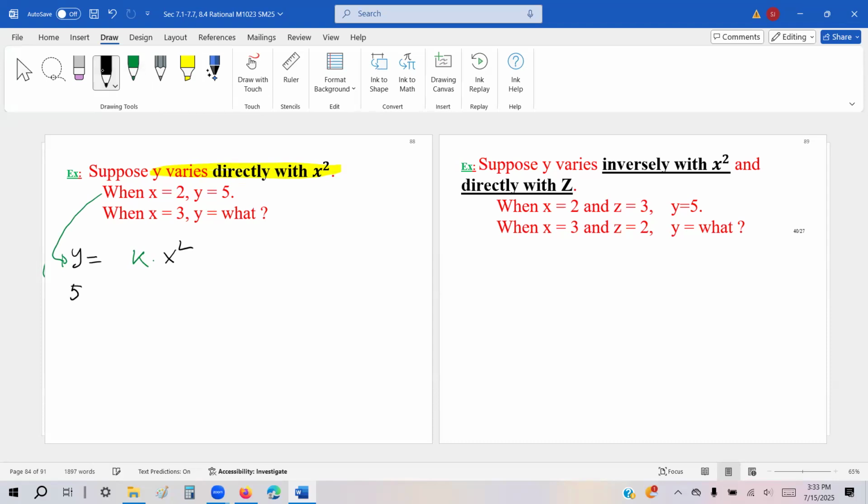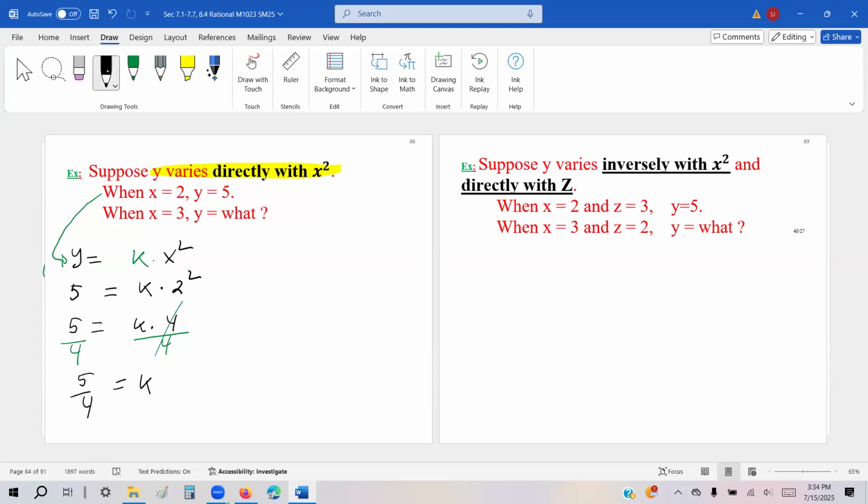So y is 5, we don't know k, and x is 2. So 5 equals k times 4. And I saw a couple of you confused about whether to subtract 4 or what. Always look at the relationships. What's the relationship between the two things we have? K times 4. So we need to divide by 4. Not subtract, divide. So k is 5/4.